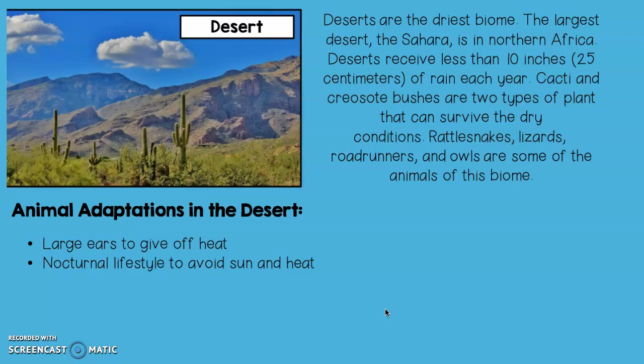So some animal adaptations in the desert would be large ears to give off heat. They have a nocturnal lifestyle to avoid the sun and heat. Nocturnal means that they are active and moving around in the night because it is the coolest for them. Some other adaptations in the desert: we know that cactuses, or cacti, have very, very sharp little pricks on the plant, which help protect them from predators that would eat them.